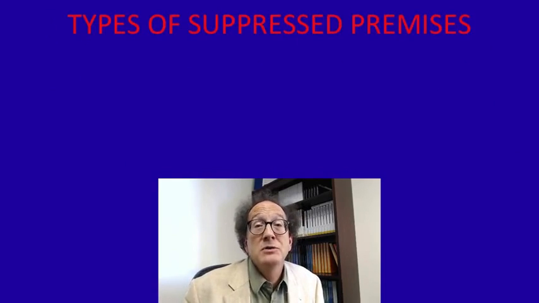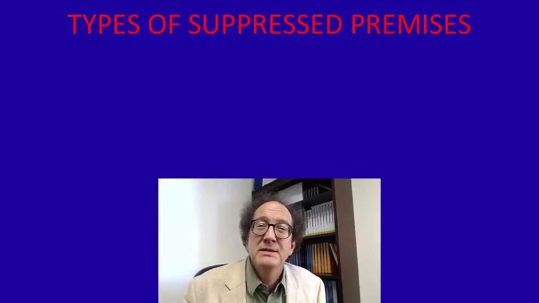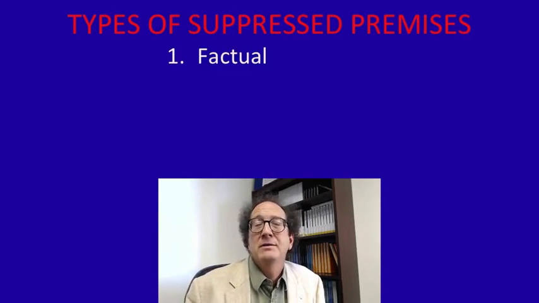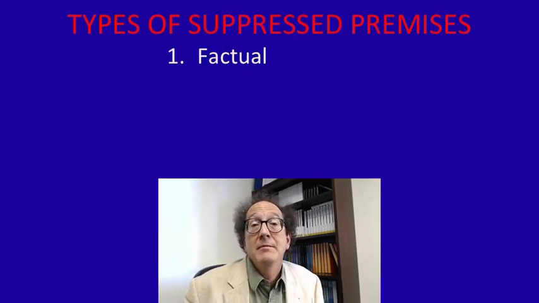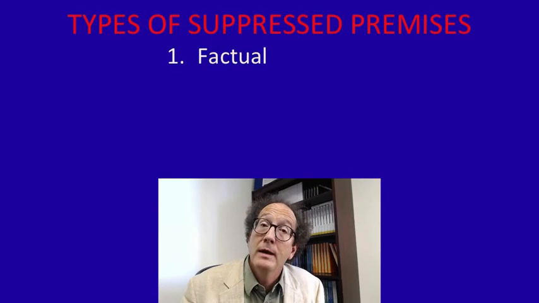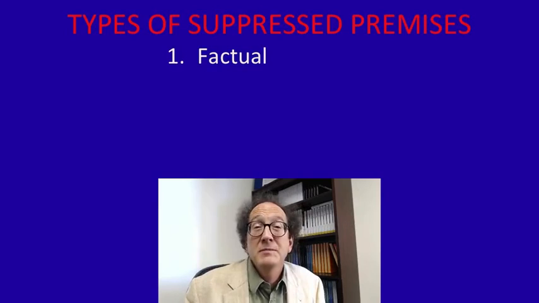And what this shows is that sometimes the suppressed premises are purely factual matters. In this case, that they were born on the same day and that they both lived beyond 40. So sometimes we have factual suppressed premises.